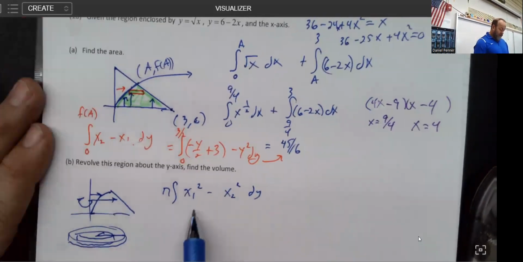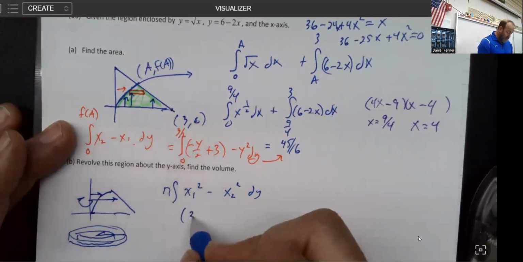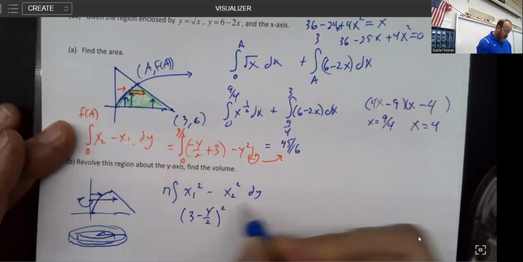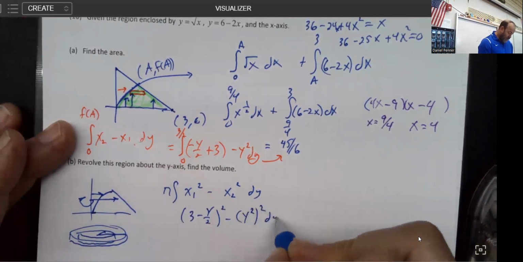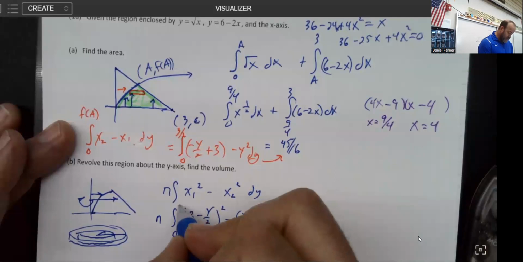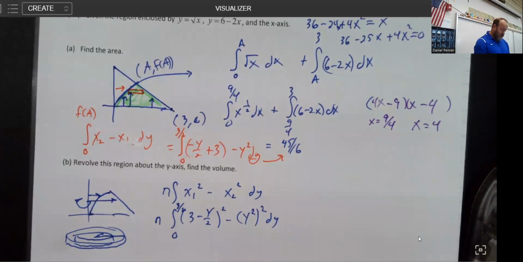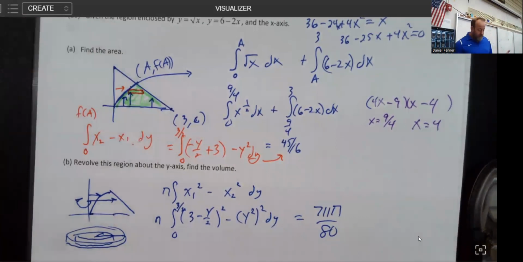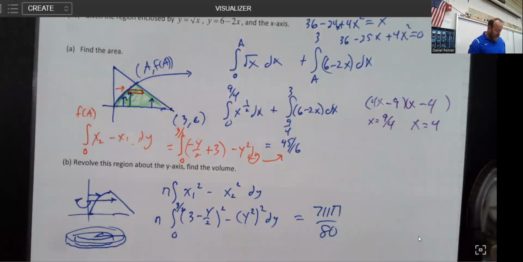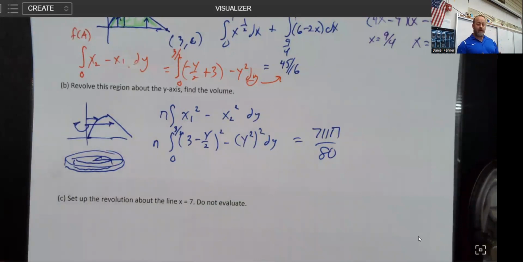But this outer x from here to here, we just solved for that a second ago. It was 3 minus y over 2 squared. This inner x was just y squared. And our y values, we already established, went from 0 to 3/2. And sometimes you get lucky and you've done some work and you get that answer reasonably quickly. Not a very pretty answer, but 711 pi over 80 is what I got. And then the last two ask us simply to set them up, but don't bother to evaluate.